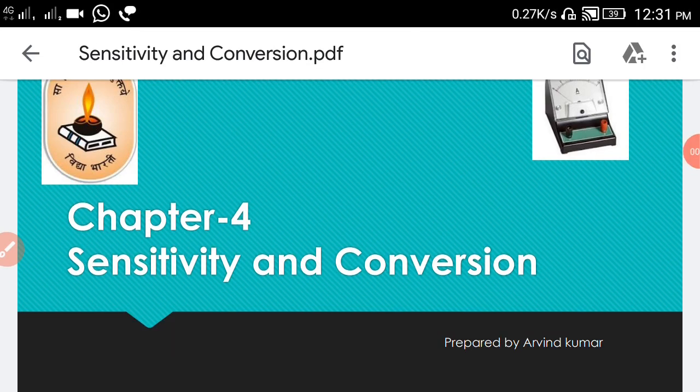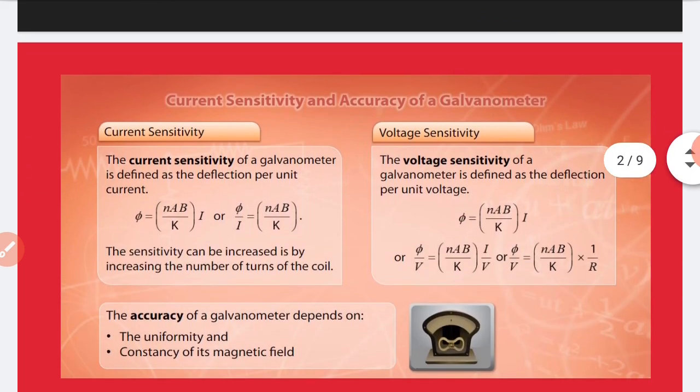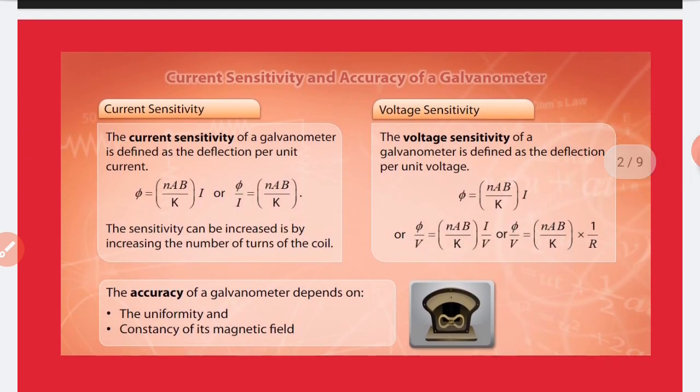Students, today your topic is sensitivity and conversion of galvanometer. As you know, or look at the screen, there are two types of sensitivity shown by the galvanometer. The first is current sensitivity and the second is voltage sensitivity.